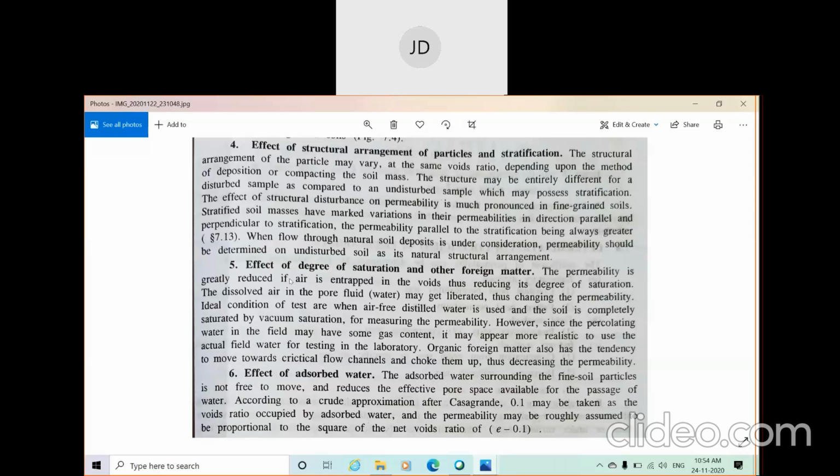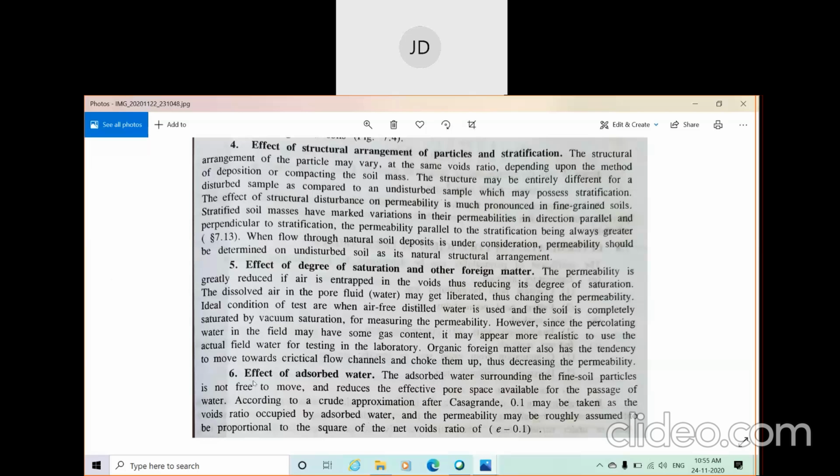That's why it is given as organic foreign matter also has the tendency to move towards the critical flow channel. Critical flow channel means the channel or the path taken by water within a soil mass to flow, and choke them up. That means organic matter blocks the voids and thus reduces the permeability. Okay, this is all about the fifth point.